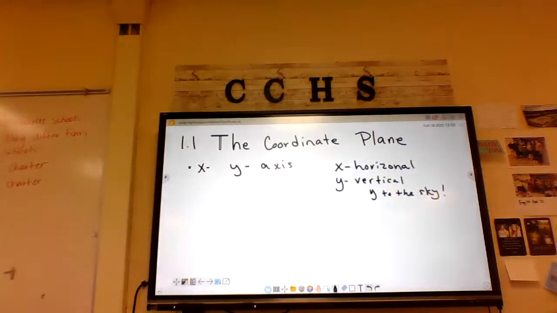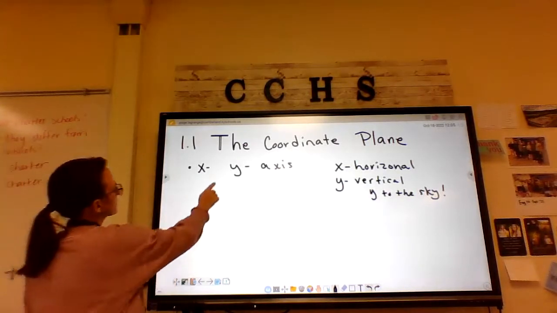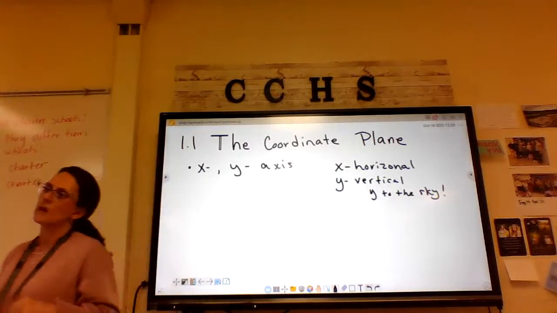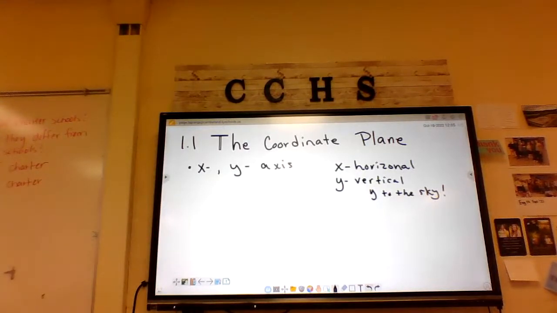All right. Sometimes people get mixed up, especially in high stress situations like tests. We get confused, turned around, disoriented, whatever. What are we saying here? Y to the sky. X minus, Y minus. No, the X and the Y axis. Okay. It's a hyphenated word. Thank you. What else is on the coordinate plane?